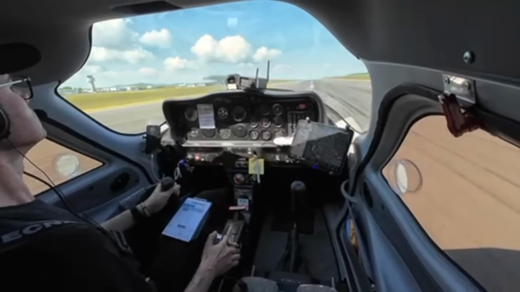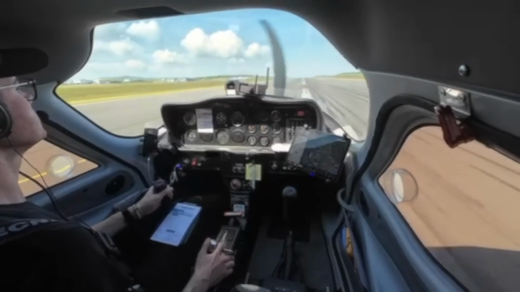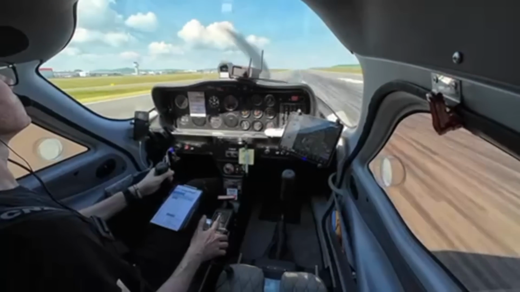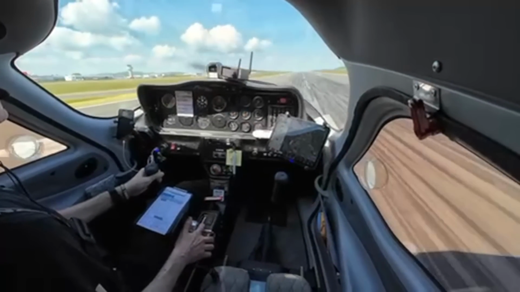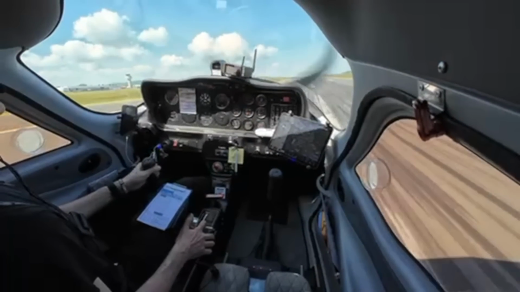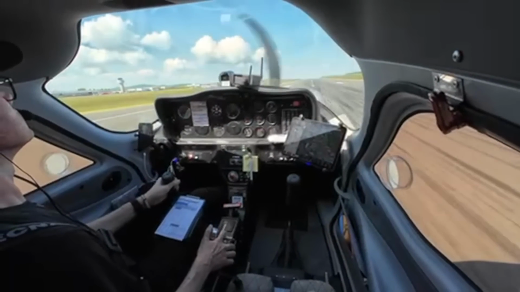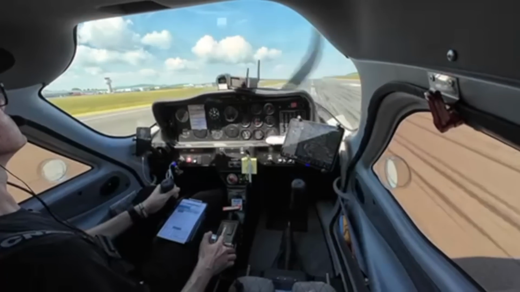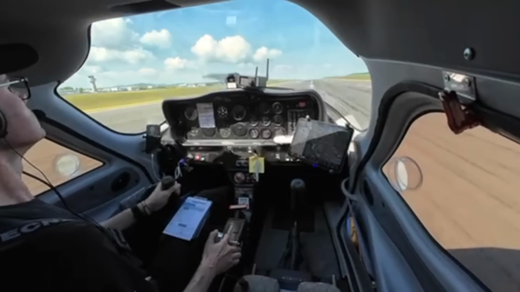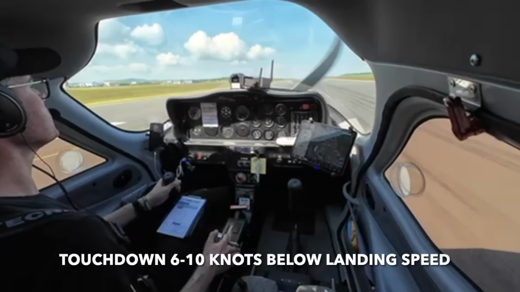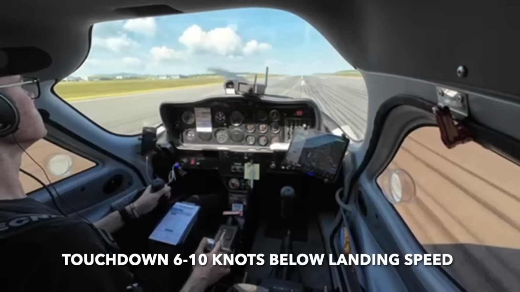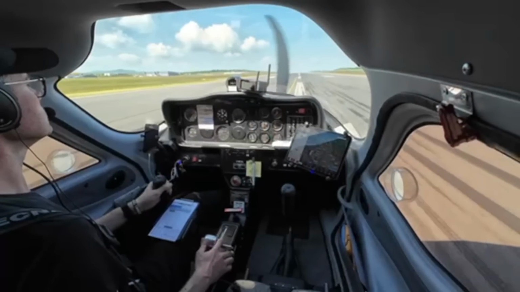It's tough to tell since I can't see your speed, but I'm thinking that you might have been a little fast, which is why you ballooned up a little bit. Keep in mind, if you're at your landing speed when you start the flare, you're too fast. Touchdown speed should be slower than that. You should be touching down somewhere between 6 and 10 knots below your landing speed. So if you're above that, it's going to be a little tougher for you.